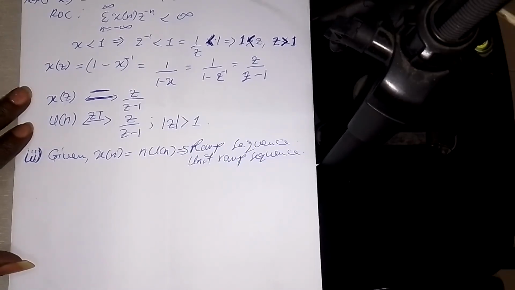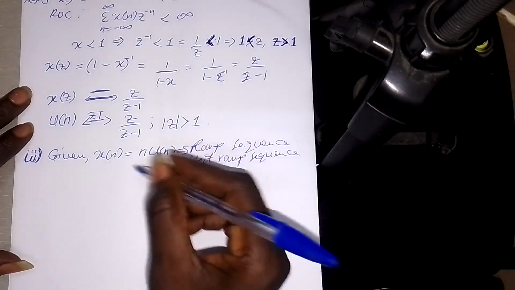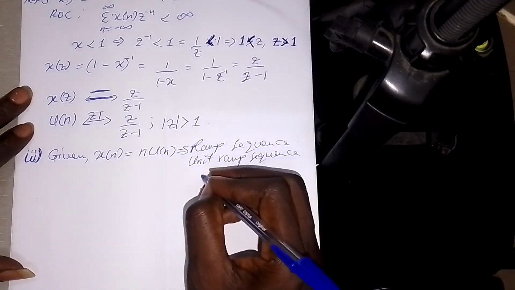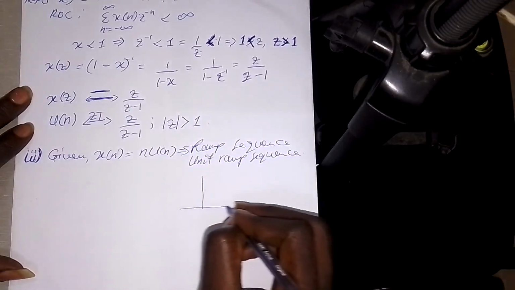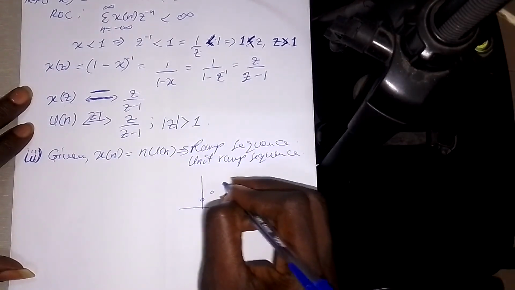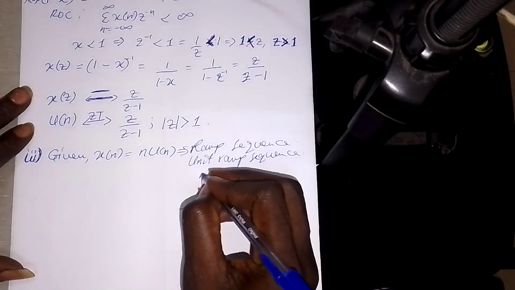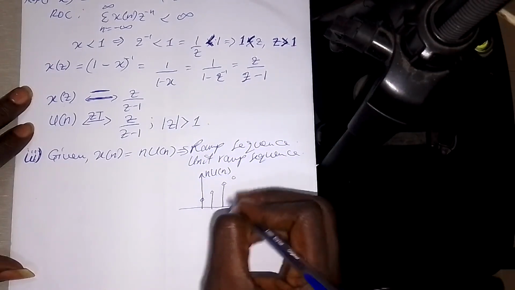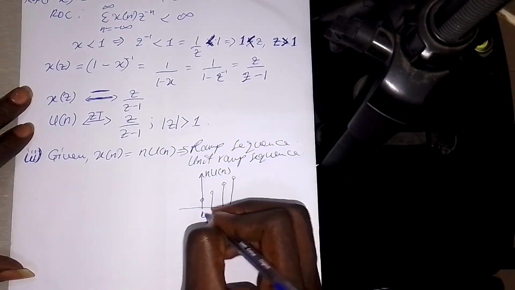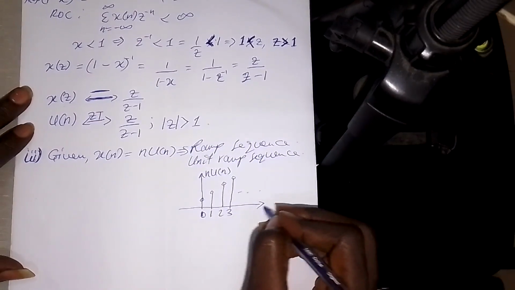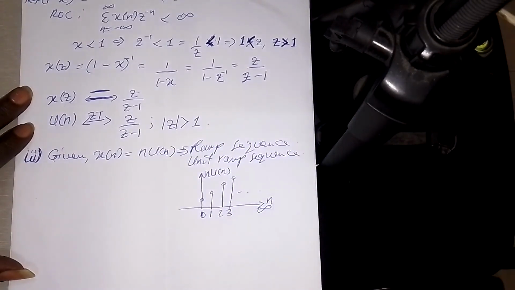All right, so now let's denote how it is like. u of n means that n is equal to 0, and the ramp sequence is like this. n is equal to 0, meaning that we will start from 0. So here n u of n, we will start from 0. So here is 0, here is 1, here is 2, here is 3. It goes to infinity. Here is n. So this is the unit ramp sequence.